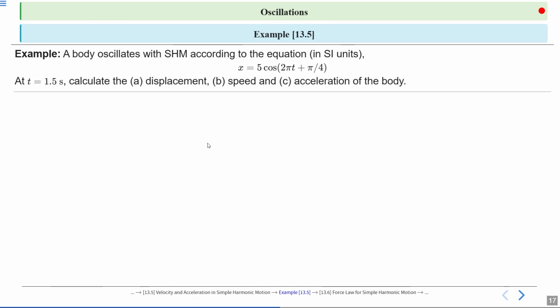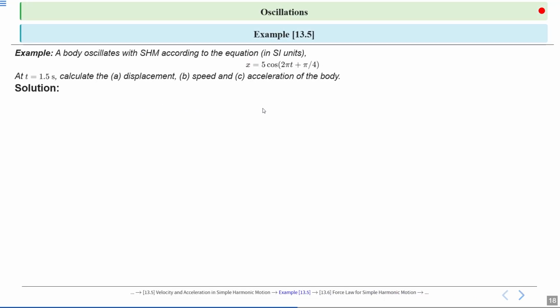Example 13.5. A body oscillates with SHM according to the equation x is equal to 5 cos of 2 pi t plus pi by 4. At t equal to 1.5 second, calculate the A displacement, B speed, and C acceleration of the body. Alright, so using this equation we have to find out the three things. Let's see the solution.